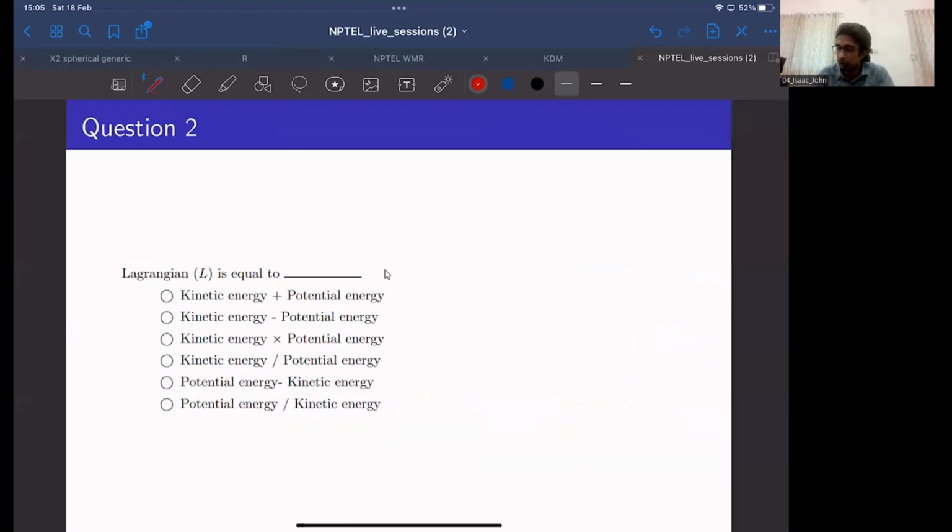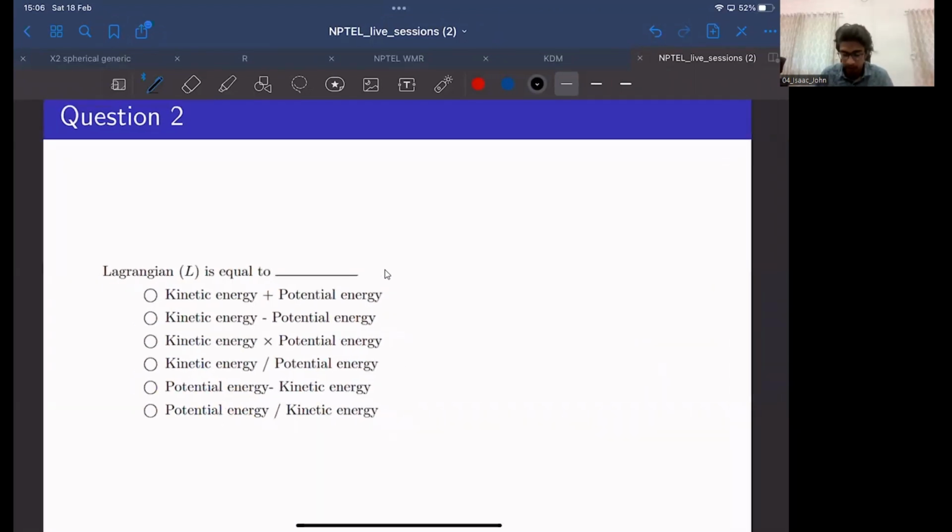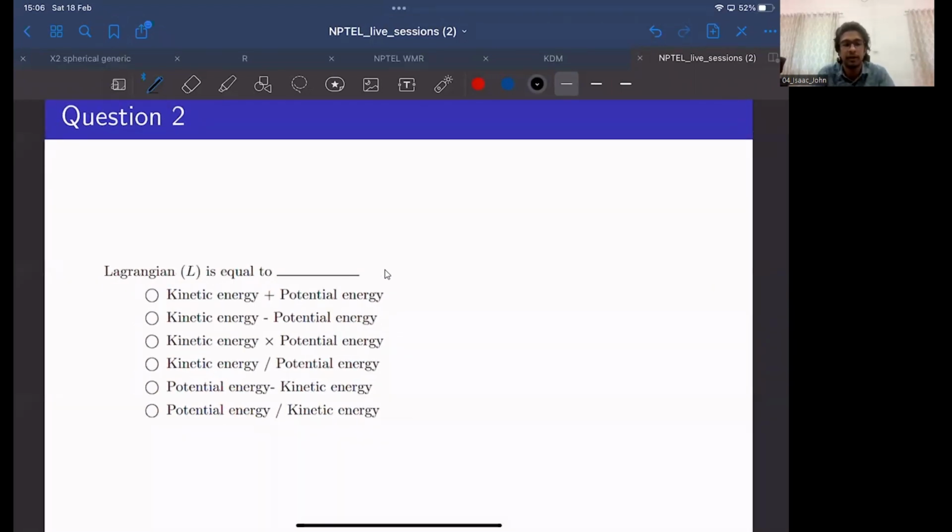So yeah, moving on to the second question. It says the Lagrangian is equal to. These would be the typical sort of questions that you can expect during your assignments as well as your final quizzes. If you can clear these sort of questions, you'll be fine with respect to your end week assignments as well as end semester exams. So again, this is also a straightforward definition.